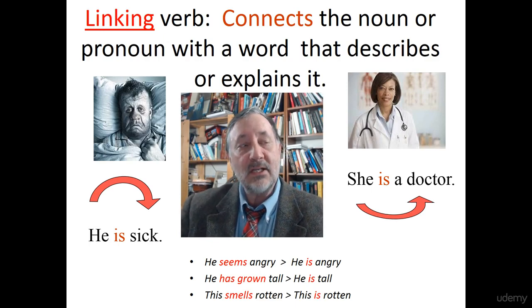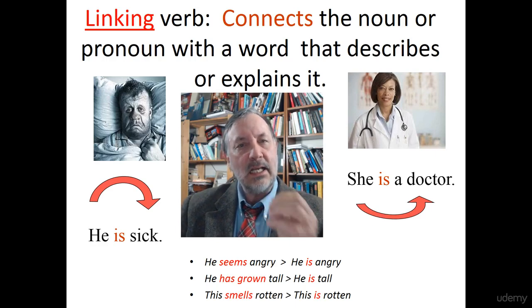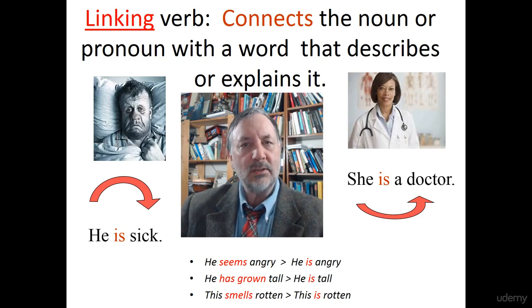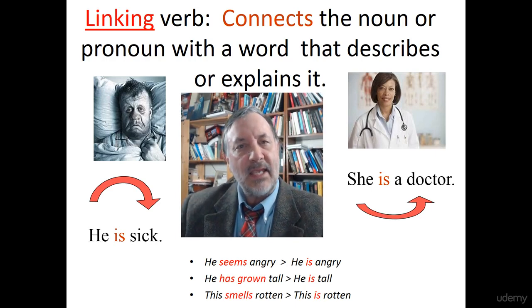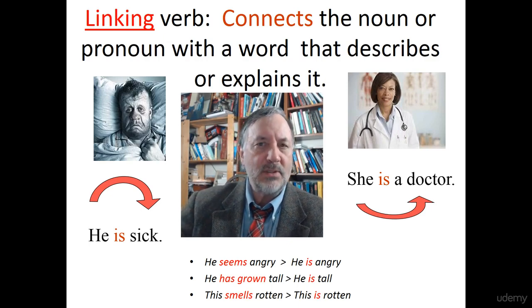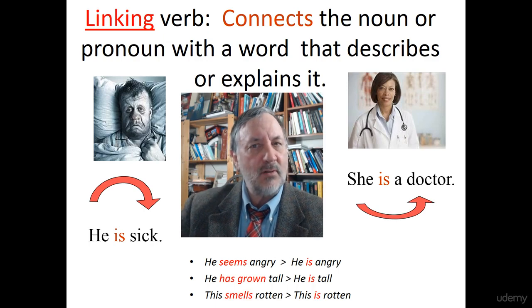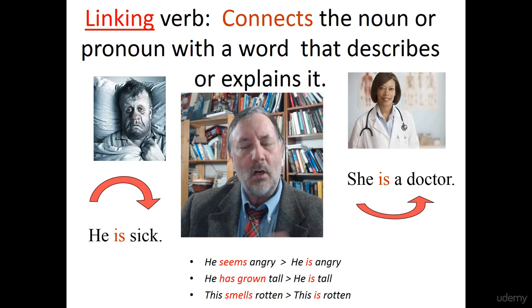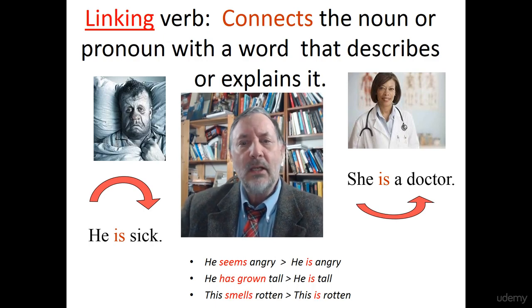In the same way, if I said she is a doctor, the is linking she with doctor. Okay, so I could say Maggie is a doctor, and the is would be linking Maggie with doctor. There are other forms of the linking verb that we should just take note of. And these are words that you could substitute the verb to be in its various forms. I am, you are, he, she, or it is, we are, you are, they are.